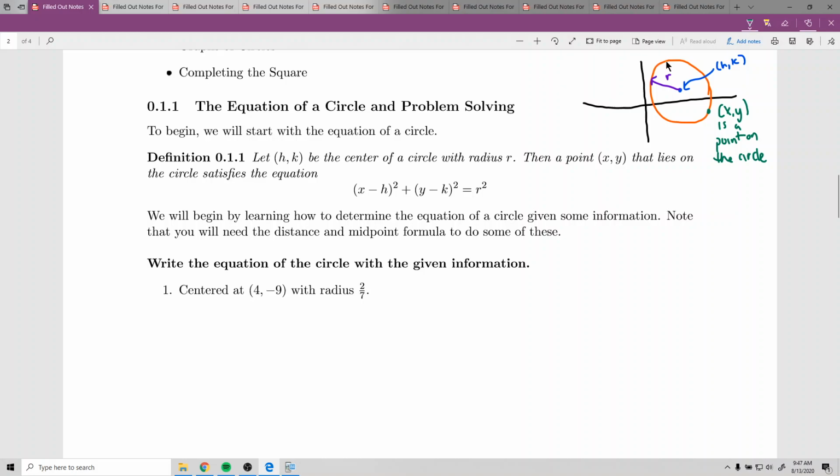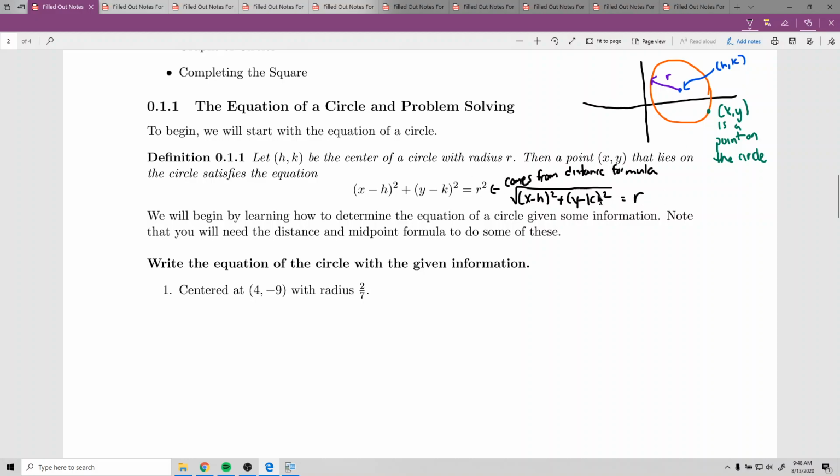Now, what's interesting is that this circle equation comes from the distance formula. You don't have to write this down, but I just like to explain it. Because what happens is if you take the square root of each side, you get the square root of (x minus h) squared plus (y minus k) squared. And the square root of r squared is just r. We wouldn't do a plus or minus here because the radius is positive.